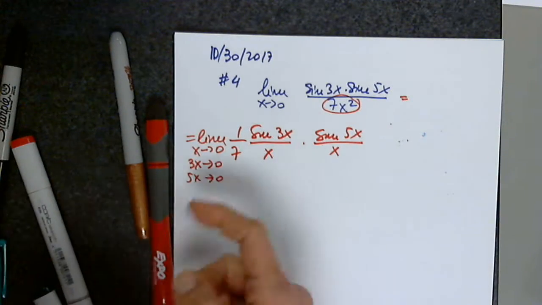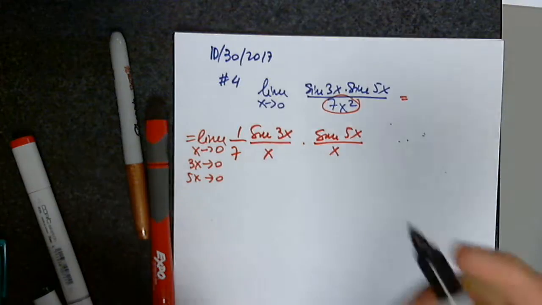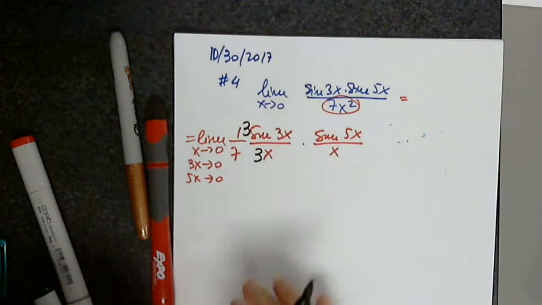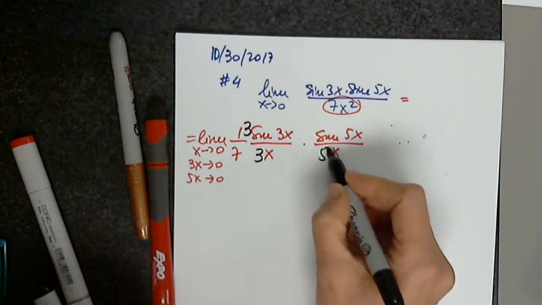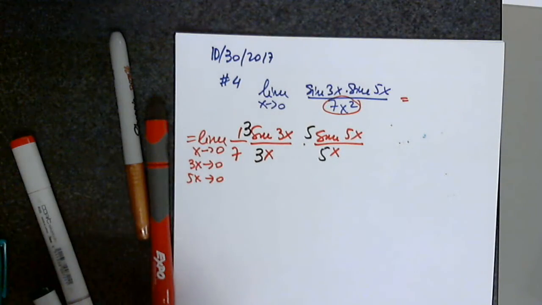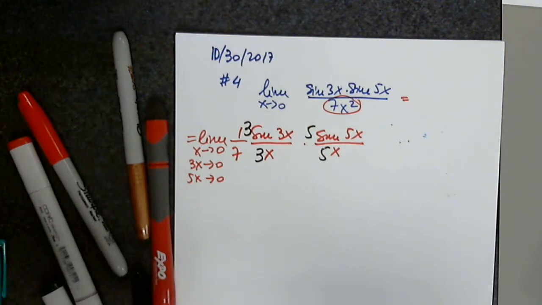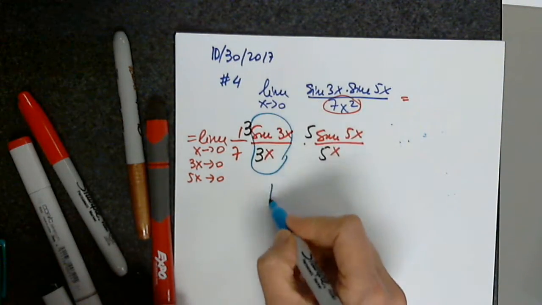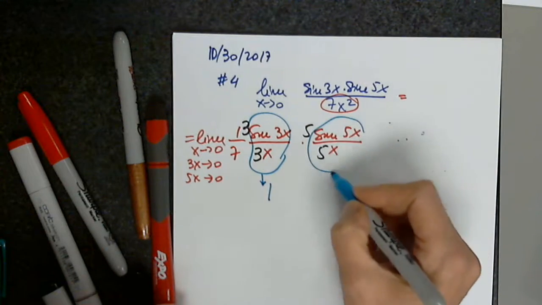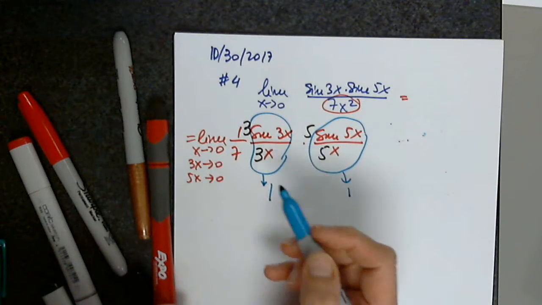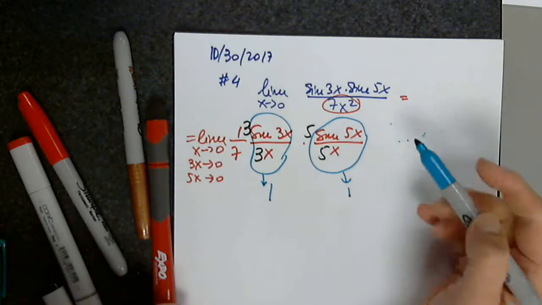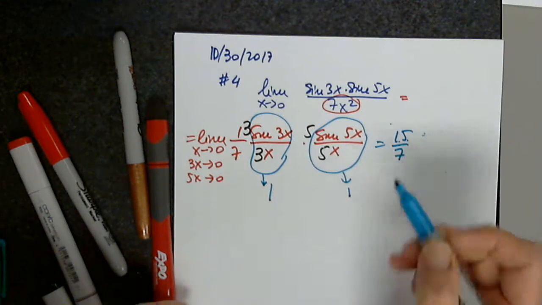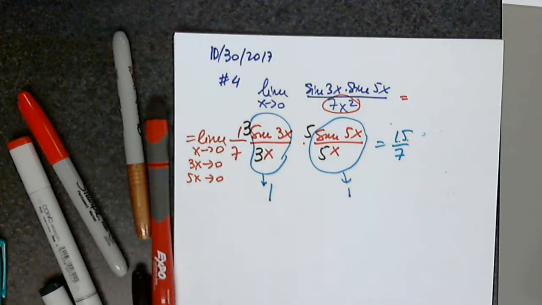Why? Because I know this result: if I put a 3 here, then I have to put a 3 at the top. And if I put a 5 here, I have to put a 5 at the top. And I know that this will approach 1. This will approach 1. And then I have 3 times 5 over 7. So this is what I was hoping to see.